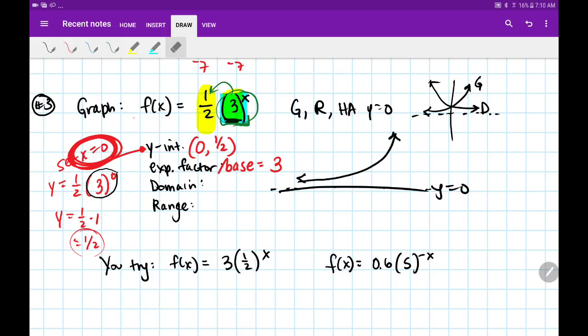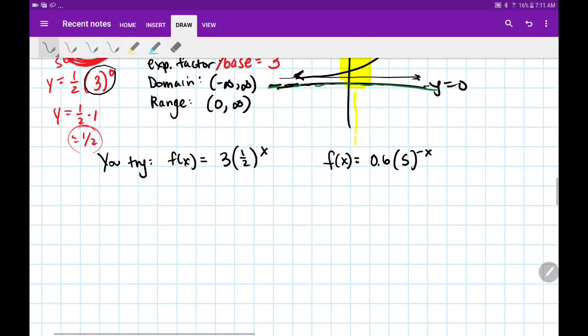Okay, my domain for these is always, look at the arrows, negative infinity to positive infinity. And now my range, that's reading from bottom to top. Well, my graph doesn't exist down here, but it begins at 0 and it goes up until infinity. But notice it doesn't actually hit 0. That's where our horizontal asymptote lies, right? So it's from 0 to infinity, not including 0.